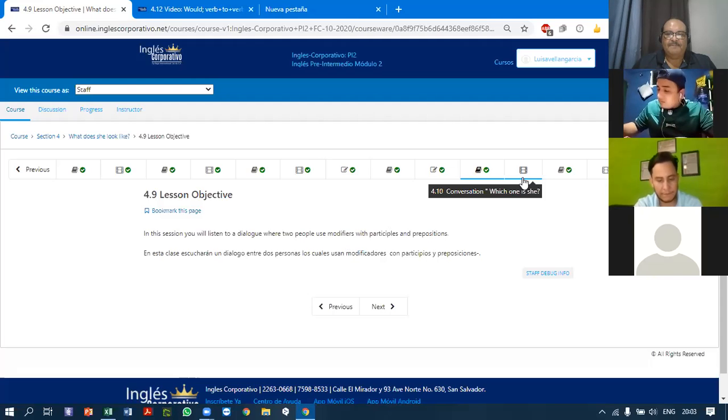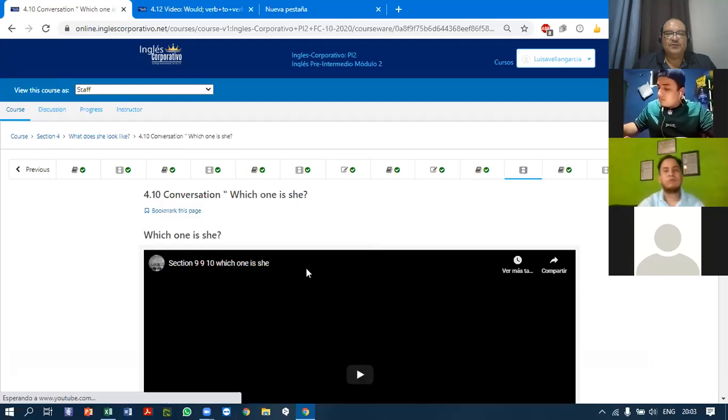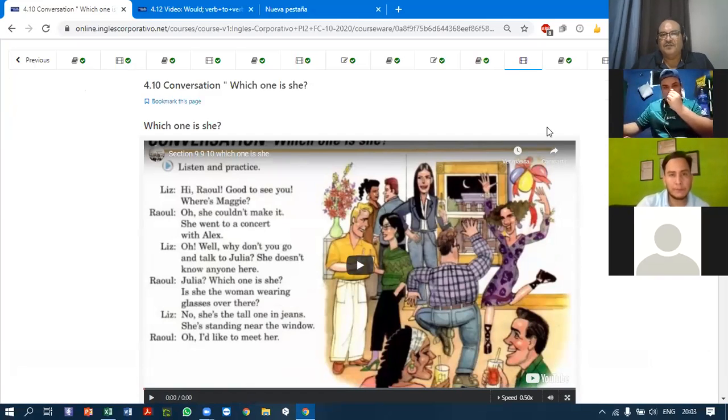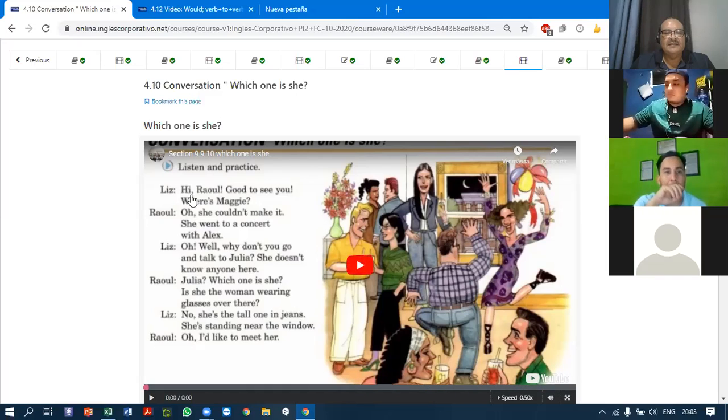Okay, so this is also used to describe and identify people, right? For example, which one is she? Or which one is Minor? If you see many people, but no identification, like no name, then you can say, which one is Manuel? Which one is Alan? And then you can use these descriptions, for example, she doesn't know anyone here. He says he is the man wearing glasses.